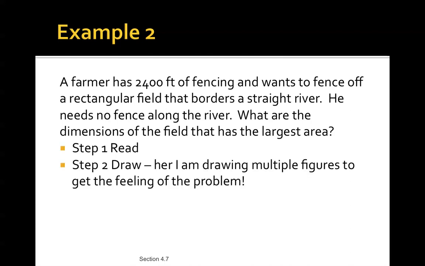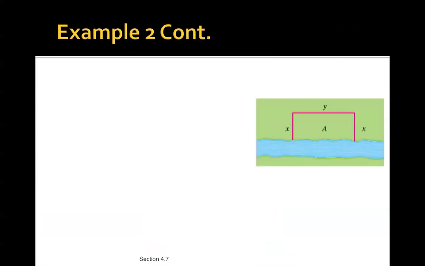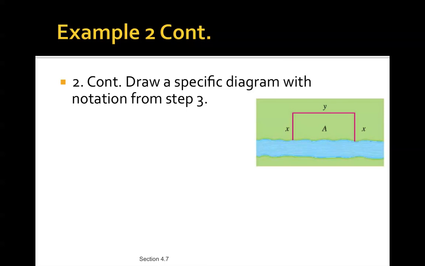Step 1, read. Step 2, draw. Here I am drawing multiple figures to get the feeling of the problem. So these are all different things that could happen. But in order to find the maximum, I'm going to plug variables in for these. So a specific diagram with notation from step 3. Then, here is step 3, introduce that notation. So you could kind of do those backwards if you want to, it depends.